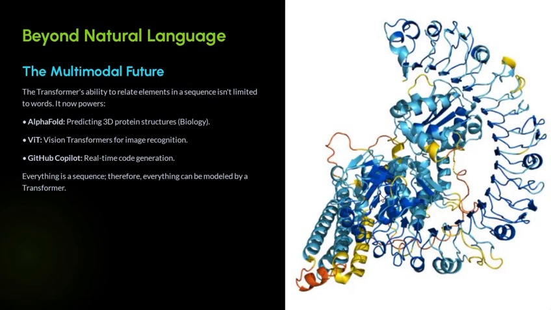But here it's talking about going beyond natural language, which is the multimodal feature. The transformer's ability to relate elements in a sequence isn't limited to words, and it now powers AlphaFold, which predicts 3D protein structures in biology. There's also ViT, vision transformers for image recognition. There's also GitHub Copilot, which does real-time code generation. Everything is a sequence, and therefore everything can be modeled by a transformer.